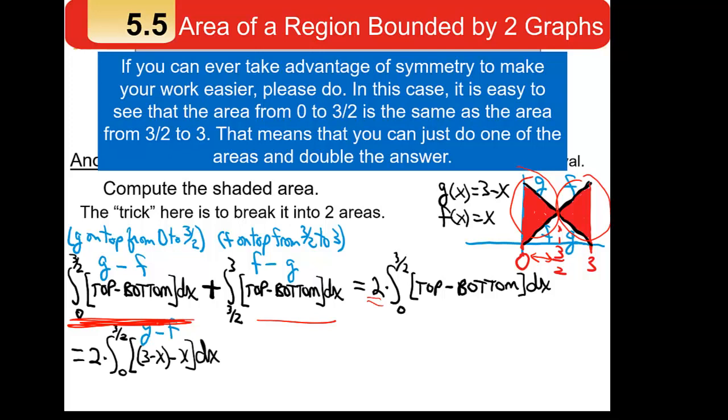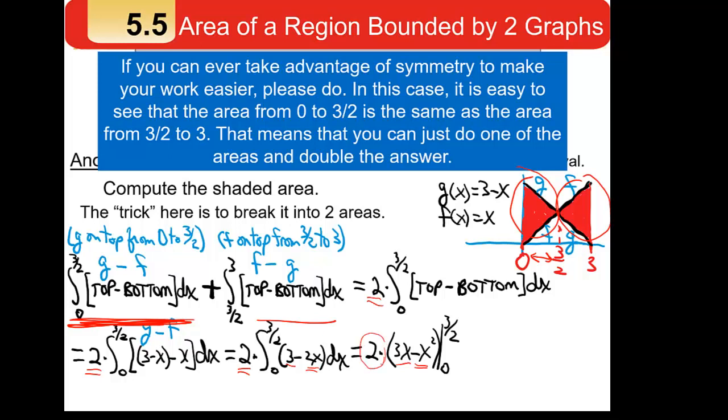That's 0 to 3/2. g is 3 minus x, and f is just x. So I get 3 minus x minus x in the integrand, which gives me 3 minus 2x. But remember, I'm doubling it, so it's a 2 out front, and I'm integrating from 0 to 3/2. The antiderivative of 3 is 3x, and the antiderivative of 2x is 2x squared over 2, which is just x squared. Then I want to evaluate it from 0 to 3/2, and I also want to remember that I'm still doubling. I would just write the 2 out front and double it at the end. Write it down and then forget about the 2 until the very end.